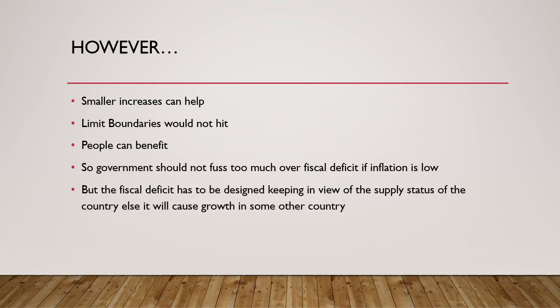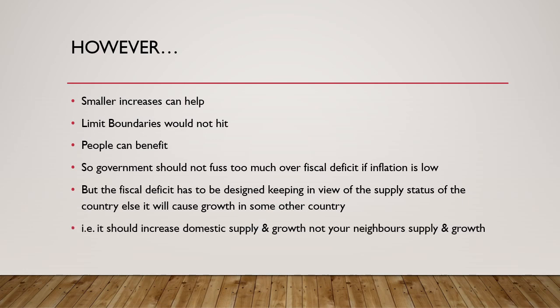Having said that, one important dimension that I must introduce, and that the government should keep in mind while designing its fiscal deficit program, is the supply status of the country. That is, with the increase in fiscal deficit, the government must ensure that it will cause growth in the domestic country and its supply is capable to meet the potential increase in demand. Because in an open economy, it can so happen that an increase in demand, instead of increasing your domestic supply, can increase the supply of any other country. And hence, instead of increasing your growth, it increases the growth of the other country from where you start importing goods.